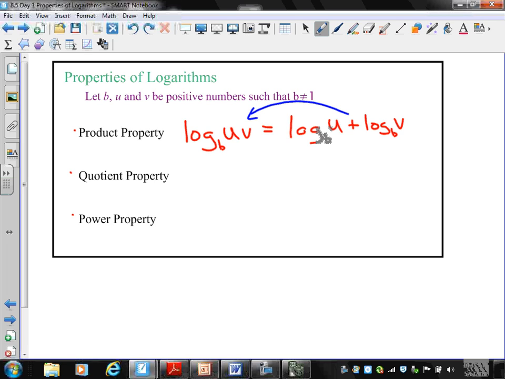The quotient property says, okay, let's start out with a quotient. Log of u divided by v. Well, what did we do when we had division inside the logarithm? That wasn't addition again, that turned into subtraction. So this became the log of u, base b, minus the log of v, base b.